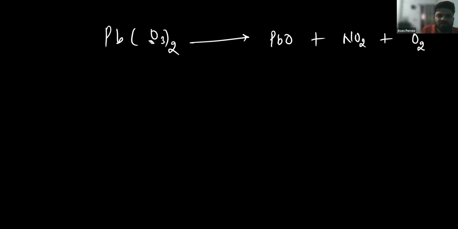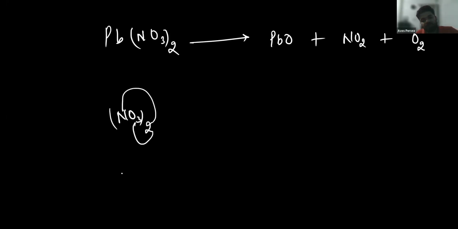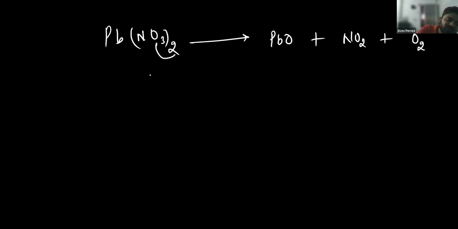Pb(NO3)2. Let me explain one more time. How many nitrogen atoms are there here? 2, because this 2 applies to the whole NO3 in the bracket, so it multiplies with this one and this one also. Now start solving. Oxygen atoms are 6 here, 3 times 2 is 6. And how many lead atoms are there? 1, because this 2 is not going to multiply here. It only multiplies with this NO3. Try to balance.